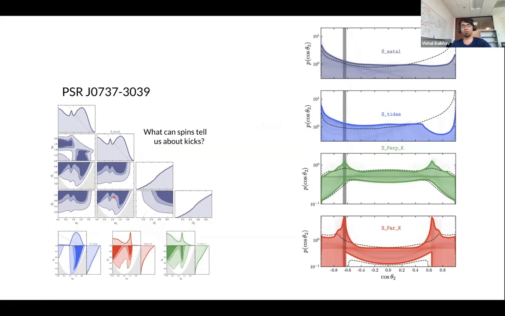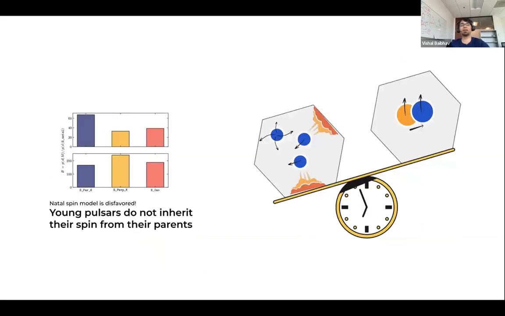We can extend this even further. We can do this for all the binary pulsars or LMXBs we have seen, where we have good enough tilt measurements. And we can find things like which of the models is favored. While we cannot tell apart which of these is true, what we can say is that the natal spin model is very heavily disfavored, by a Bayes factor of more than 100, or around several tens, depending on what kind of priors you have.